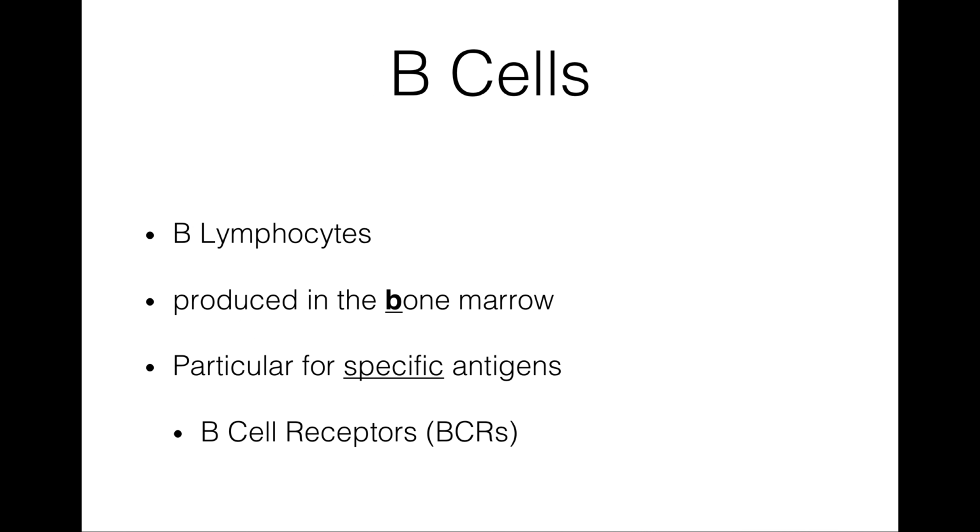So let's start with B cells. B cells are also known as B lymphocytes, and they get their name because they're produced in the bone marrow. So as you can see, B for bone marrow gives you B lymphocytes. And they're particular for specific antigens, and their receptors are known as B cell receptors or BCRs.